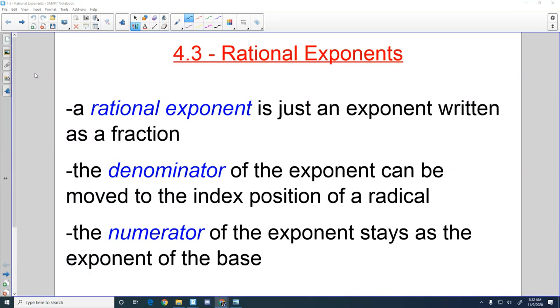So these rational exponents, if you look at the word rational, you'll see at the front of this word is ratio, and a ratio is just a fraction. So whenever you see rational, just think fraction. All right, so rational is just another word for a fraction. A rational number is a number that can be written as a fraction.